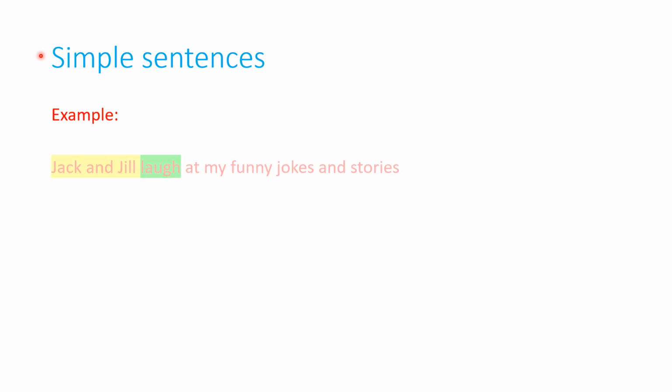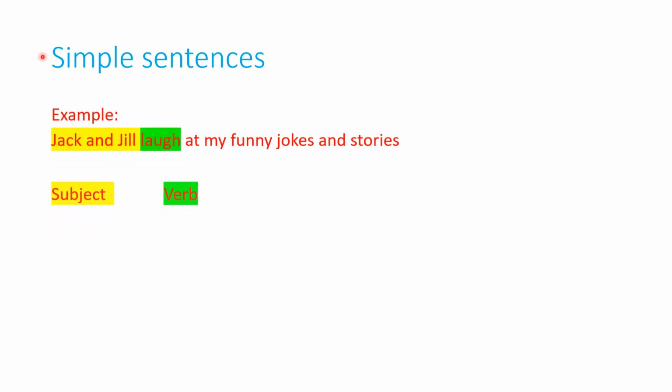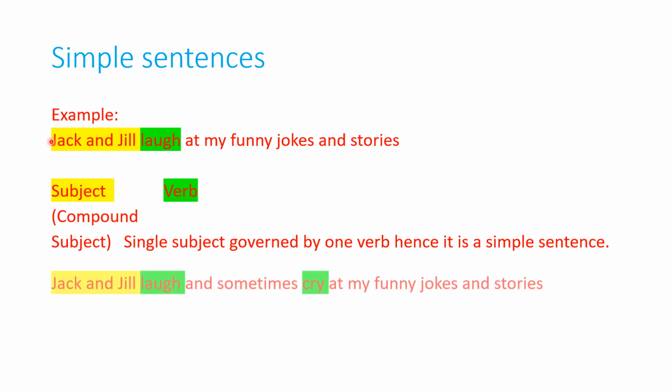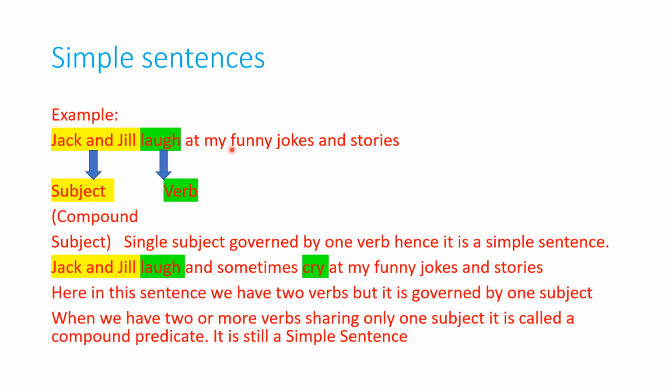A further explanation of how to identify simple sentences. Look at this example. Jack and Jill laugh at my funny jokes and stories. You see here, Jack and Jill is the subject. It is a compound subject, but there is just one verb, laugh. Therefore, this sentence is a simple sentence. You should not think that if there is an and, it is a compound sentence. No, Jack and Jill is a subject. It is called a compound subject, and there is just one verb.